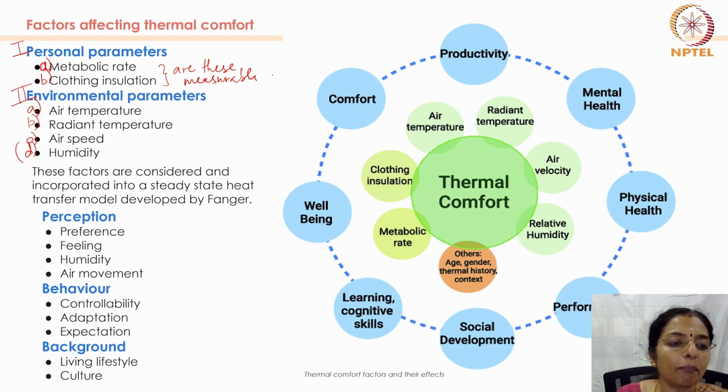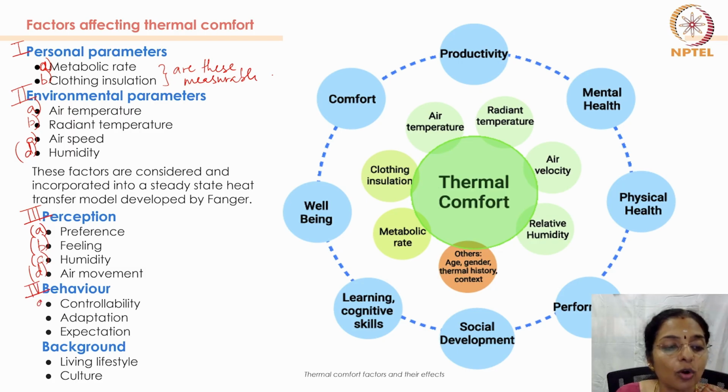So what is your perception? That becomes very important. What is the environment you prefer? Somebody may prefer an air conditioned environment at 24 degrees centigrade. Somebody may prefer a natural environment at 28 degrees centigrade. So what is your preference? Second, how do you feel? I feel warm. I feel hot. I feel comfortable. It is very cold here. Third is humidity. Fourth is air movement.